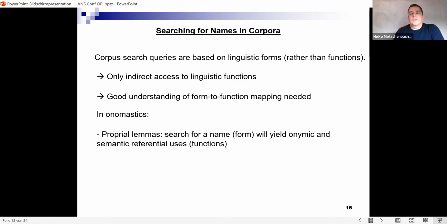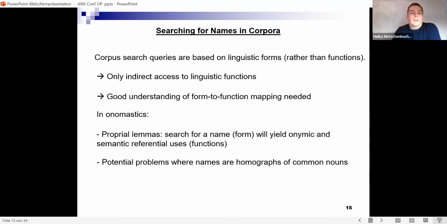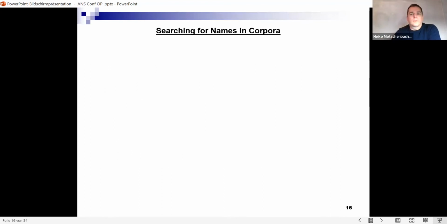This is maybe not such a big problem and maybe negligible, because you will see that the semantic references are usually in the minority. Maybe they make up like 2 or 3% of all hits. So maybe you could argue this is negligible. And another aspect that deserves maybe greater attention is that we may have problems concerning homographs. So sometimes a country name is homographic with a common noun, and then of course you also need to do something to rule out the common nouns from your hits.